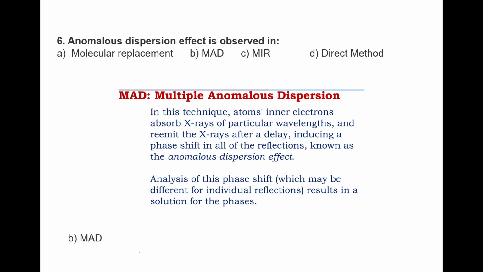So as we discussed, the anomalous dispersion happens in multiple anomalous dispersion, that is MAD, and this is a kind of technique which comes under experimental phasing. In this technique, the atom's inner electrons absorb X-rays of particular wavelengths and re-emit the X-rays after a delay, including a phase shift, in all reflections, known as the anomalous dispersion effect. Analysis of this phase shift, which may be different for individual reflections, results in a solution for the phases.